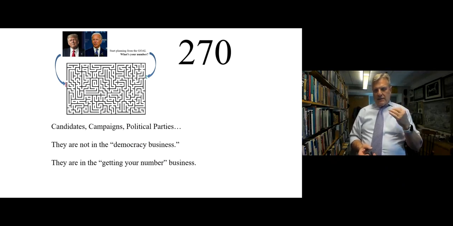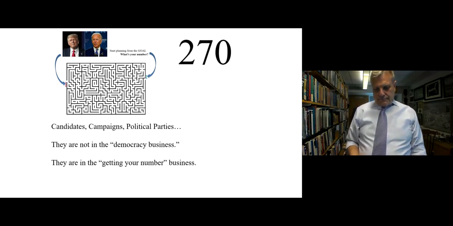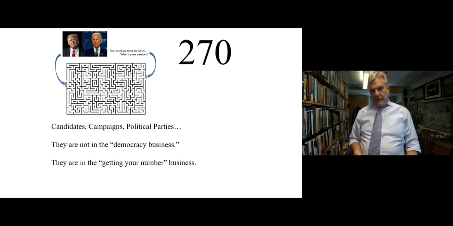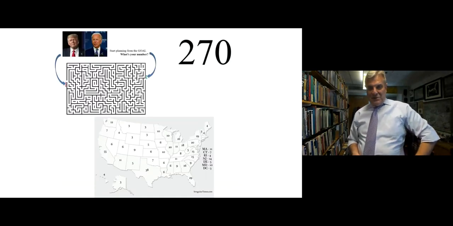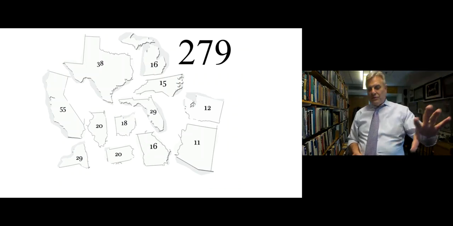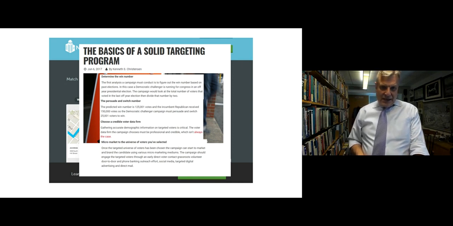This is important. Candidates and campaigns and parties are not in the democracy business. They're in the getting the number business. So your political parties, they're not out there to defend democracy. Your candidates aren't out there to defend democracy. They're out there to win. Who's out there to defend democracy? I hope you are. The win number is running this way. Get your 270 votes, however you put those states together. It's a hard process, a complicated process.